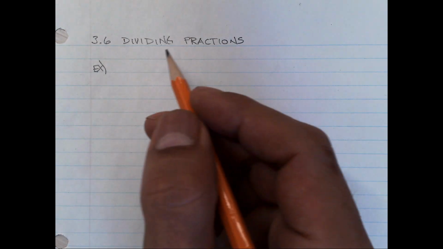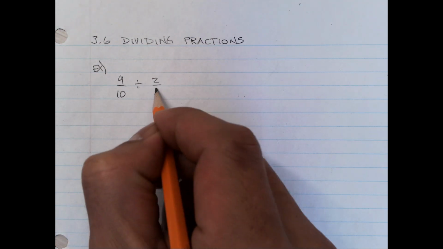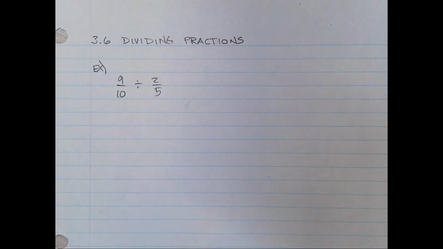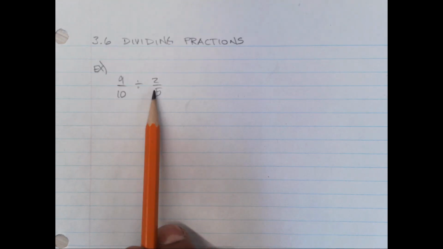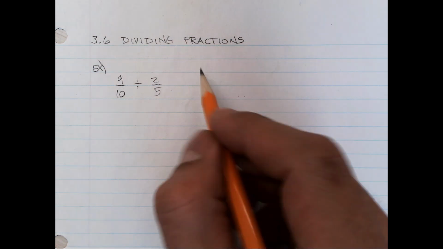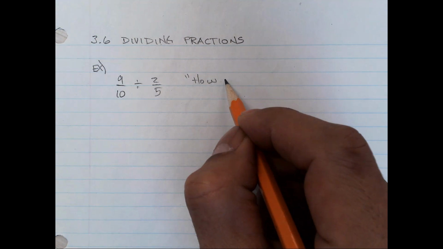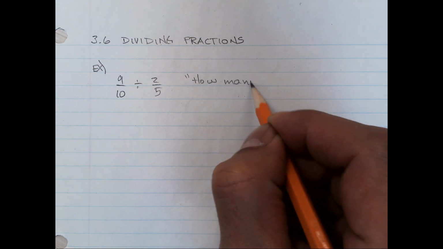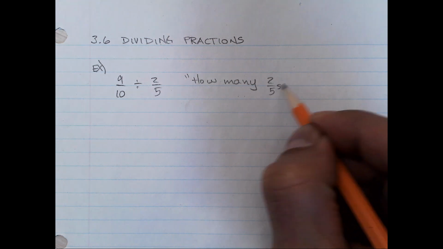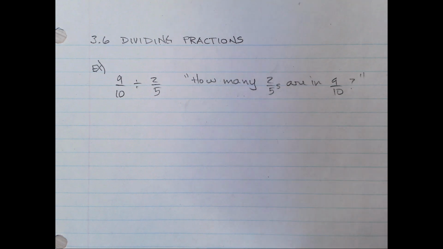And you know what, I might as well use some examples that are actually from the exercise itself. So in this example, 9/10 divided by 2/5. Now remember, for my class, the best way to look at this division is to ask how many 2/5 are there in 9/10. So I'm just going to write that down so that we know what question we are answering. How many 2/5 are in 9/10? All right, well, let's find out.